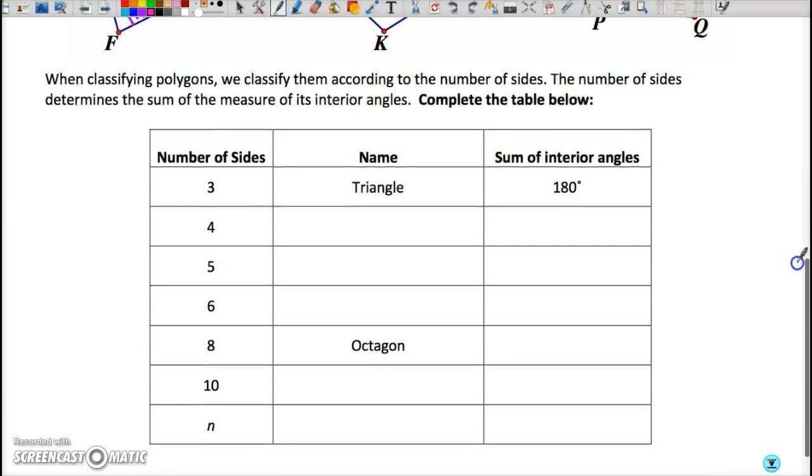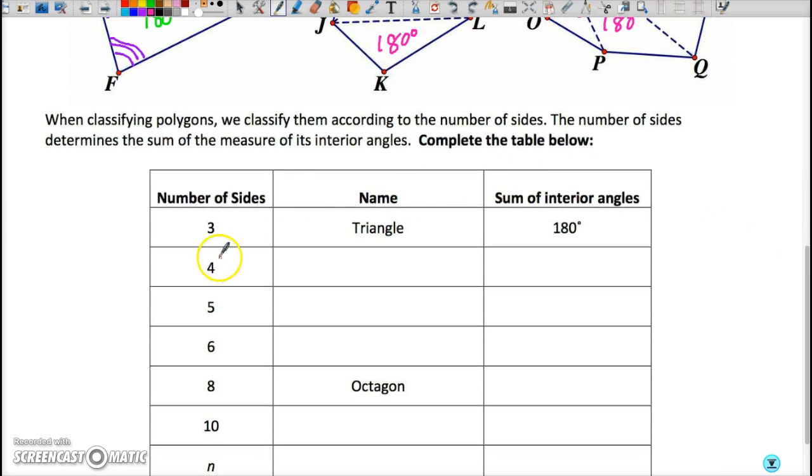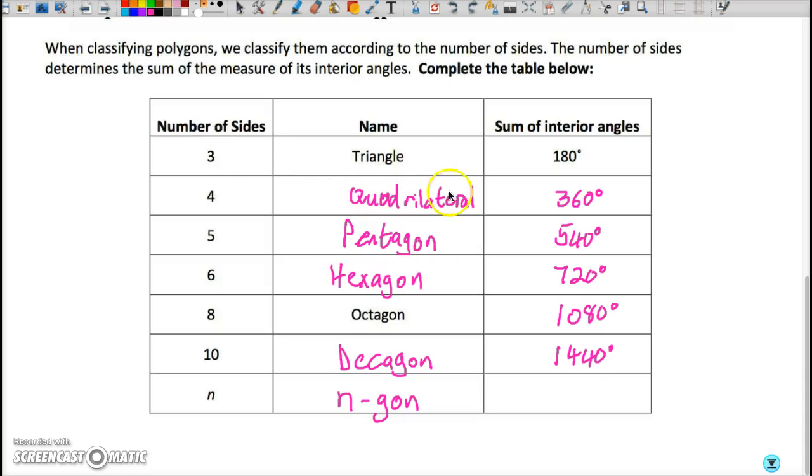And so what we can see here is that when we had 4 sides, we had a quadrilateral, and the total was 360. 5 sides was our pentagon. Okay, and what I'm going to do just for a moment is pause the video and fill this in just to save a little bit of time. Okay, so welcome back. I've just filled in the table with what we'd already ascertained.